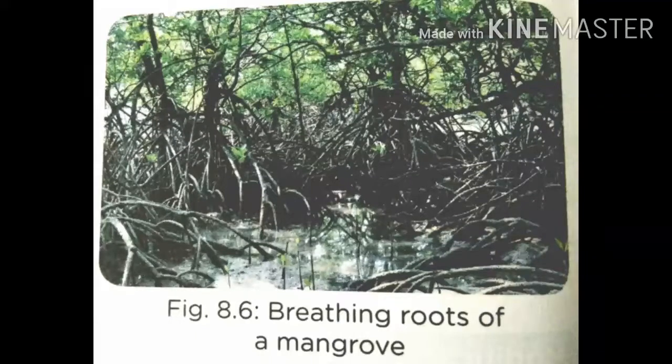These roots have a number of pores. Through these pores they exchange the air. The soil in such regions is deficient in oxygen content, so it needs oxygen to breathe. For that, the roots grow upwards to get air from the atmosphere. So this kind of root is called a breathing root.